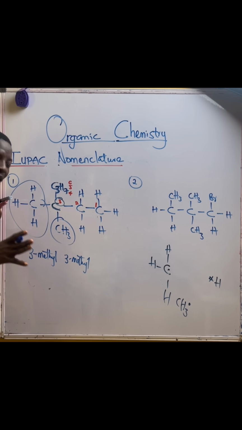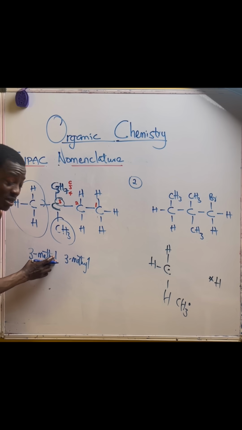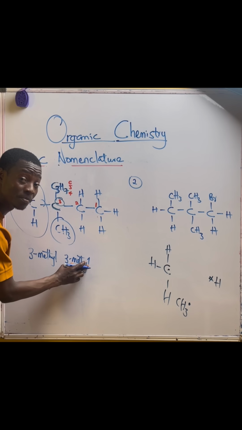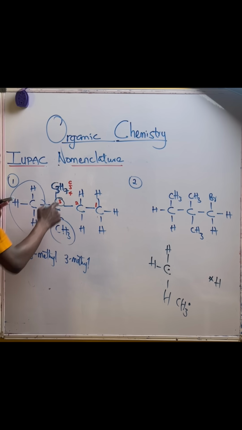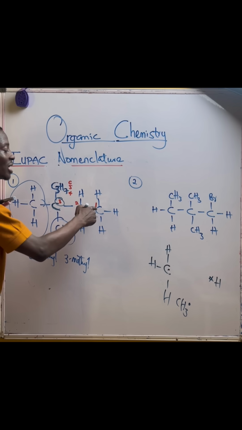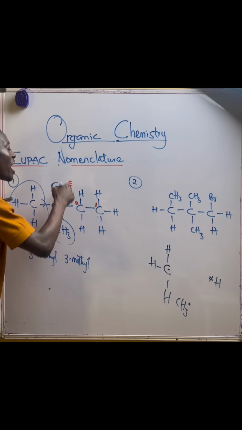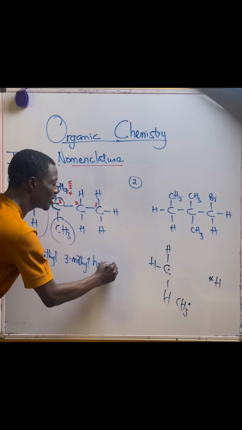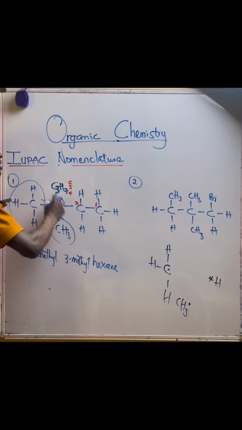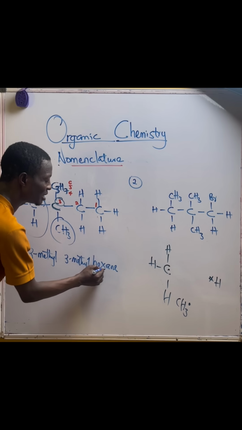So how many methyls do I have? I have a methyl, I have 2 methyl, I have a methyl here, I have a methyl here. Do you understand? And both of them are on carbon 3. That's what it means. Now, what's the longest carbon chain? The longest carbon chain is 1, 2, 3, 4, 5, 6, which means hexane. When the longest carbon chain has 6 carbons, it is hex.